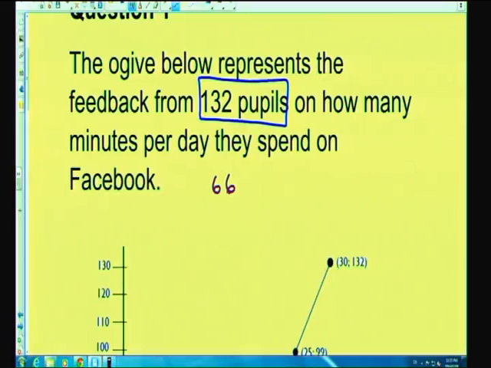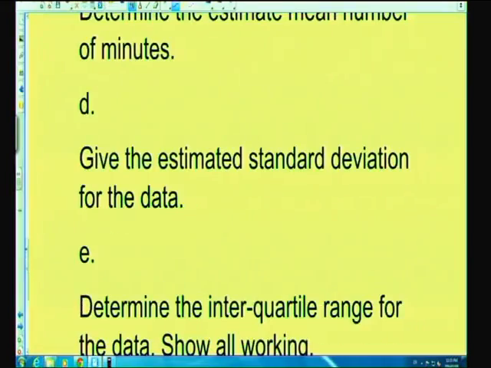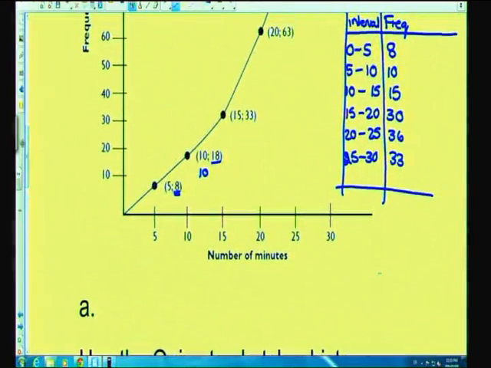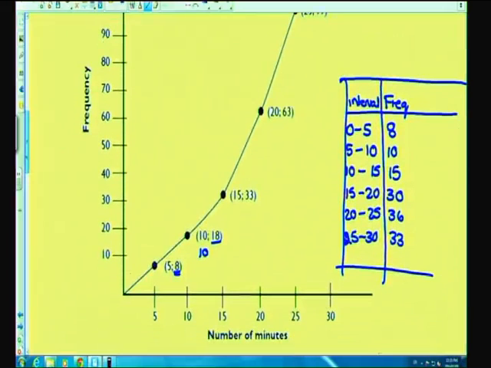66. So what I have to do now is go to my graph and look for my 66th person on the graph. Okay, which would be over here somewhere. 66. I trace it across to my graph, and then I would read it down. It looks like about here, so it looks like about 21. So in the light of that, I would say the median is 21.